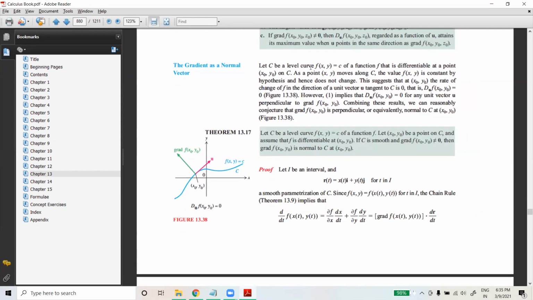Let C be a level curve f of x, y equal to c. Level curve means f of x, y equal to c, where c is some constant.